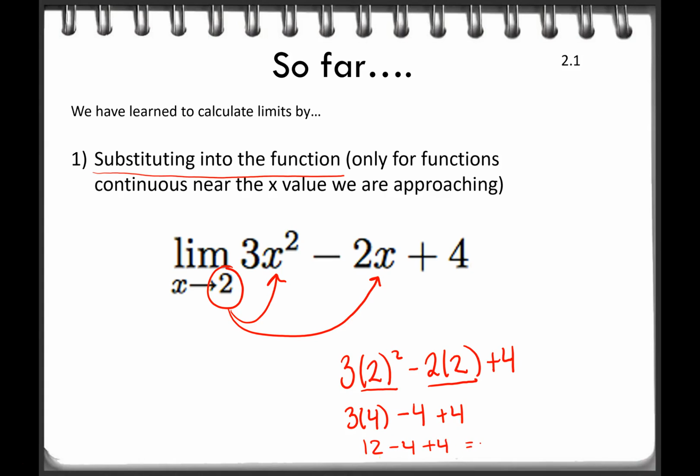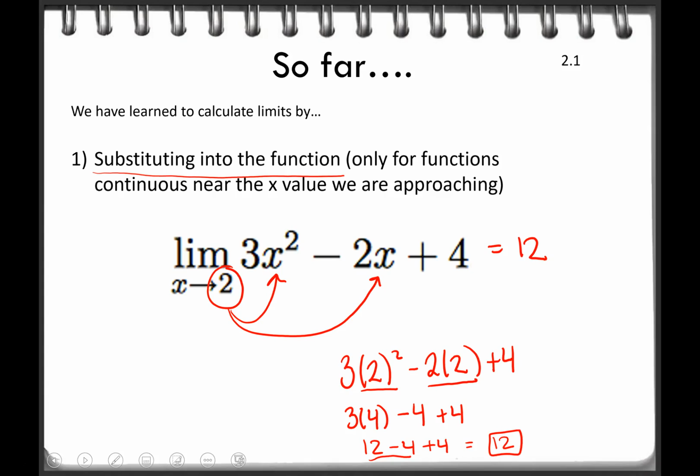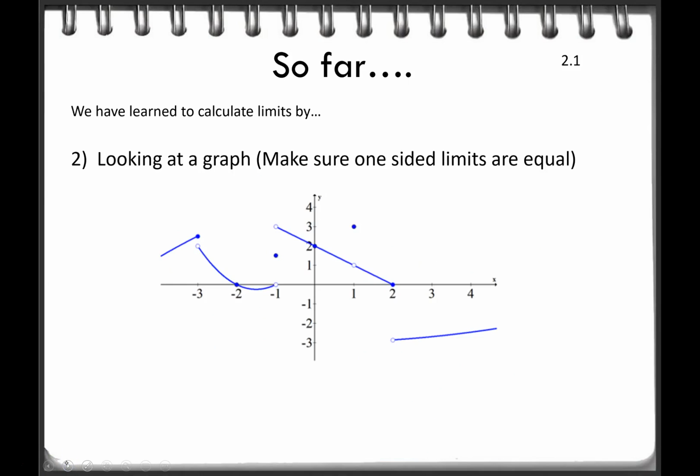Okay, well, we go from left to right once we're left with addition and subtraction. So it's going to give me 8 plus 4, because I do this first, that's 8, then plus 4 is 12. So this limit is equal to 12. All right, so that's how we substitute into a function. We can only do it if we're able to plug in that number without getting a 0 in the denominator or any other issue of plugging that number in.